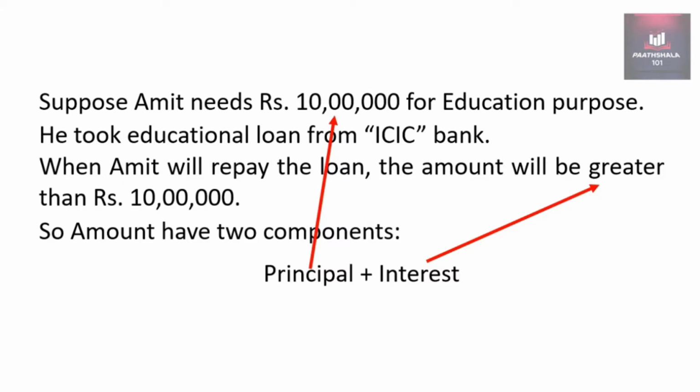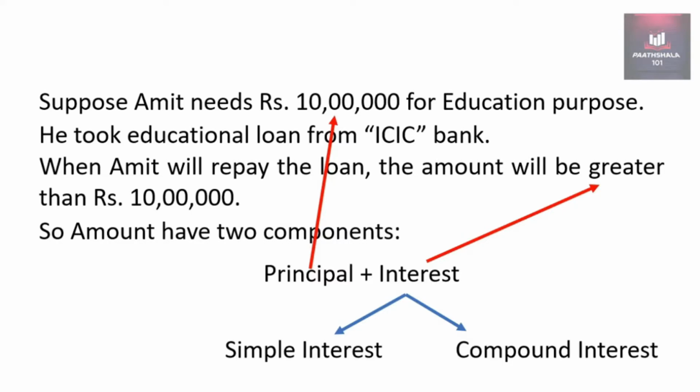Now the interest which will be charged can be of two types, simple interest or compound interest. Now we will understand the concept of simple interest. In case of simple interest, interest is only charged on the principal.